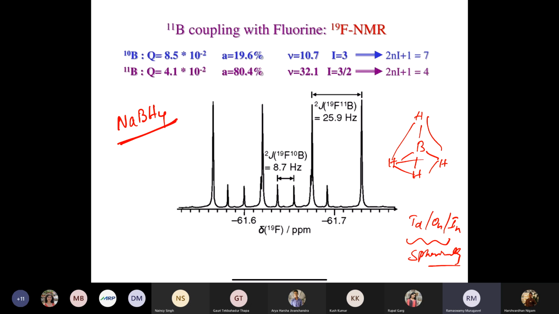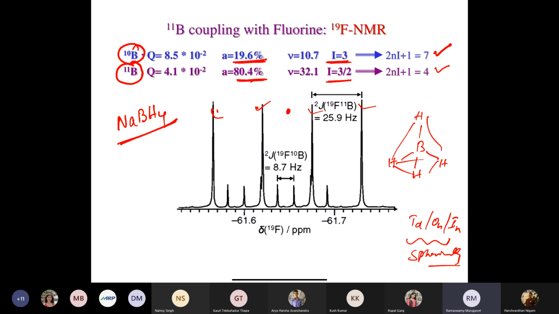However, I told you that there are two NMR active nuclei for boron. There's boron-10, which is 1/5, and boron-11, which is 4/5. When I is equal to 3 couples, you will have 7 lines. When I is equal to 3/2 couples, you will have 4 lines. Such a beautiful thing, see that? Now, if you take this 1, 2, 3, 4 lines, this is a midpoint.